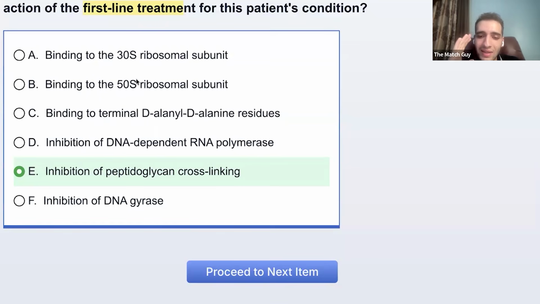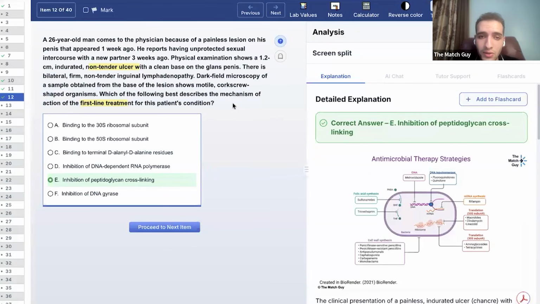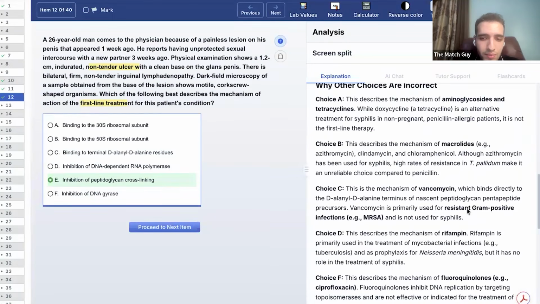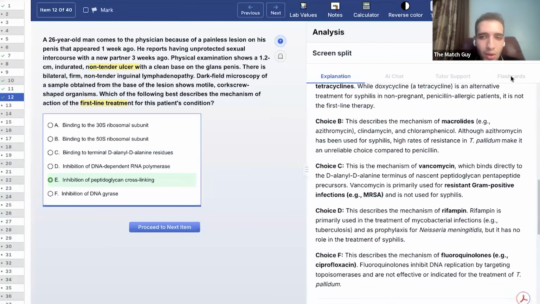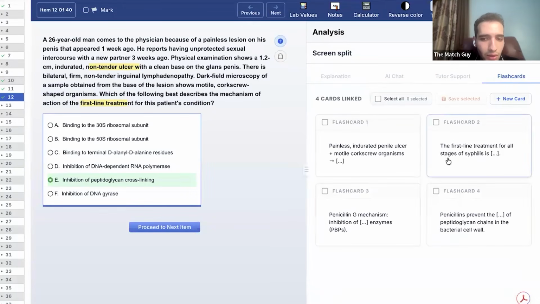Do you know that 50S is clindamycin, macrolides, and chloramphenicol? Do you know that RNA polymerase is rifampin? Do you know that DNA gyrase is fluoroquinolones? So do you know these facts or not? If you don't know one of them, make a flashcard out of it. Okay, guys? So that's very important.